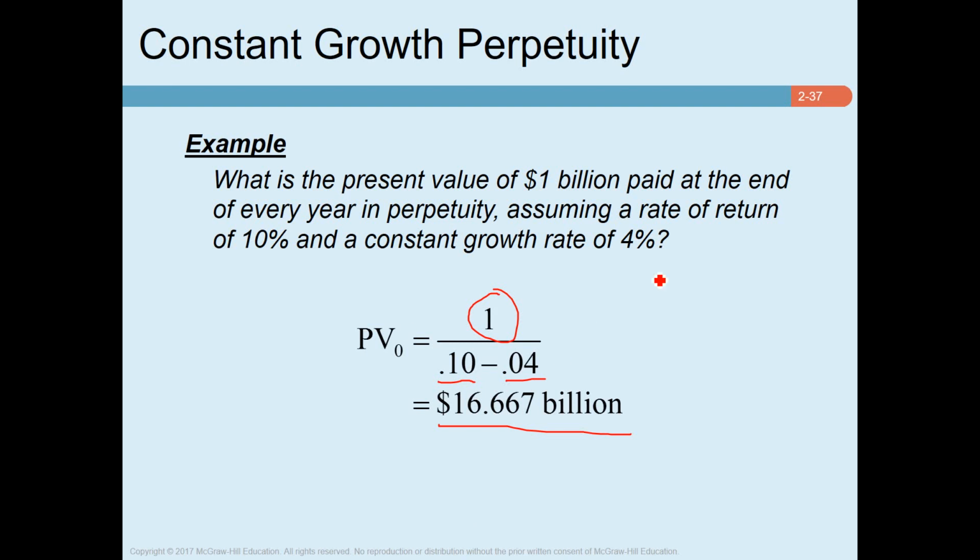You can remember we had a similar example previously when we did not have this growth rate. We only divided 1 by this 10%, and the present value of that cash flow was $10 billion. So when there was no growth in the cash flow, the present value of that perpetual cash flow was $10 billion. Now, since the cash flow is growing, the present value increases to $16.667 billion. So you can see that this extra 6.667 is basically coming from the growth in the cash flow.